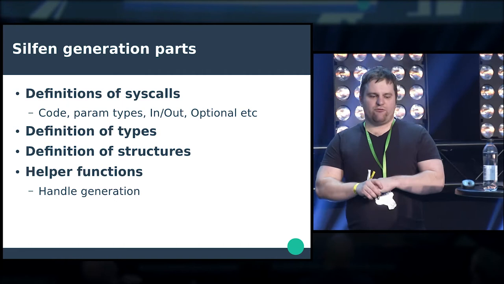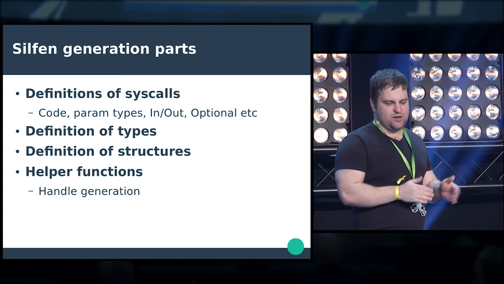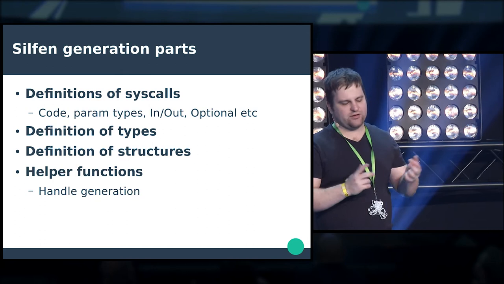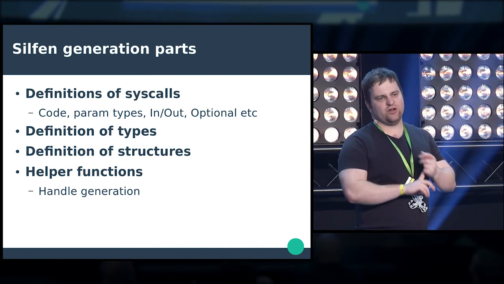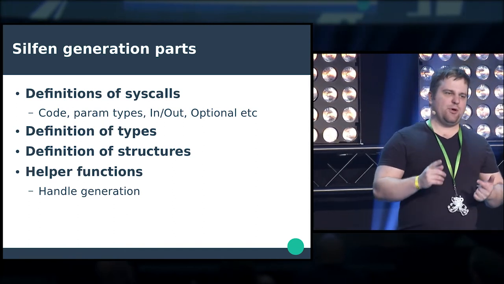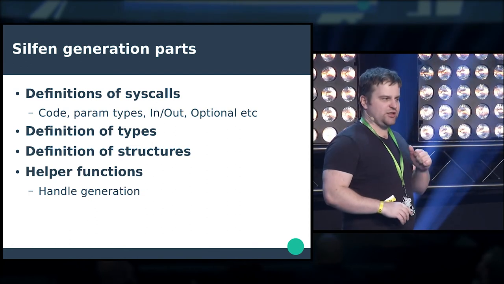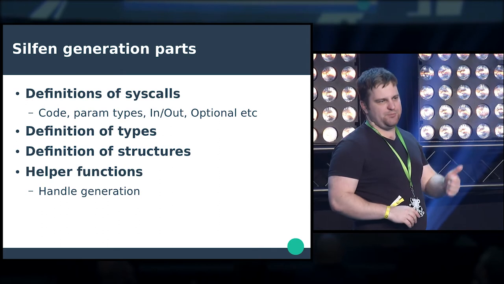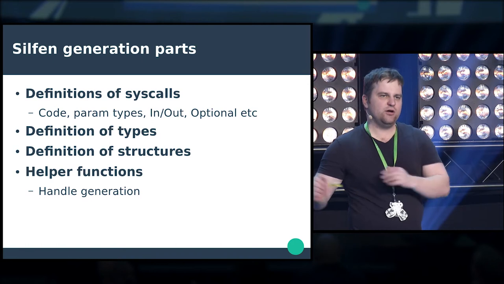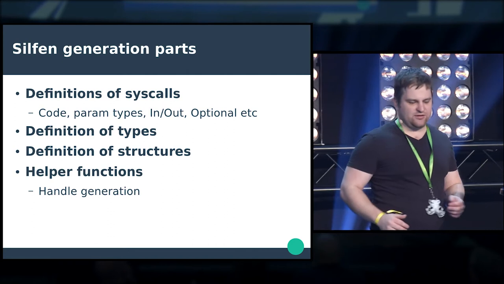So when I was creating Silphan, the generation part, done by Python, has a lot of definitions and a lot of information about syscalls. It has their code, which is not actually used, but the location of them in what DLL, the parameter count and types. About each parameter, are they in or out parameters or optional parameters? Then additionally, you have definitions of types. For example, ULONG means a 4-byte integer, or BYTE means a 1-byte integer.